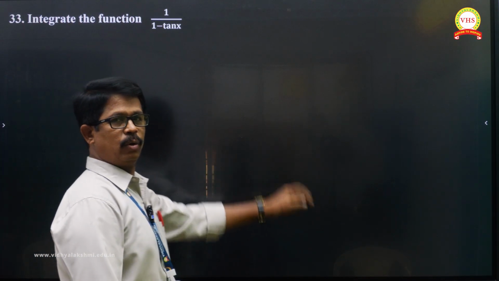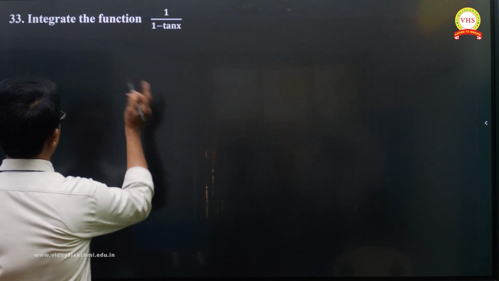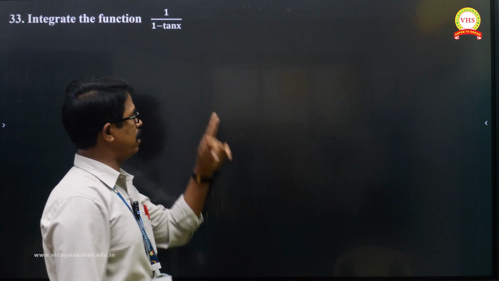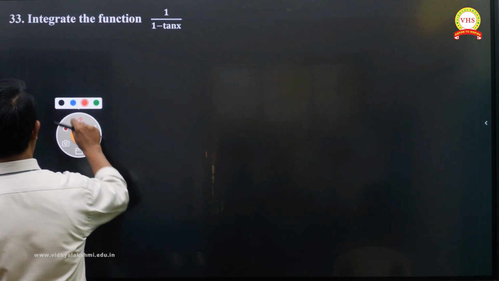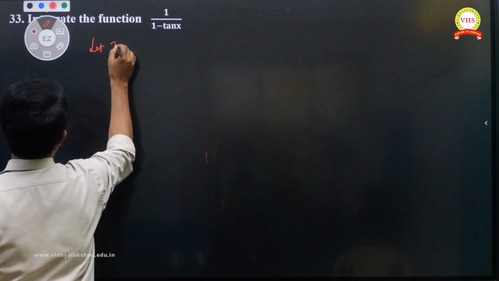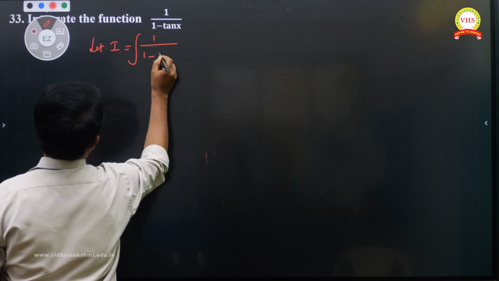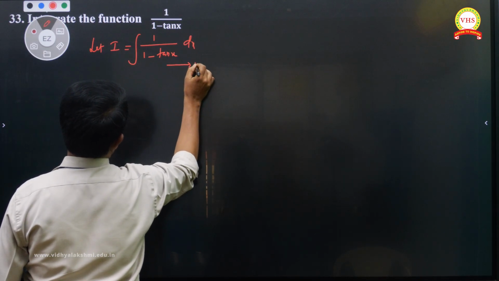Yes, what I told you, I have written 4 questions, and one of them is already completed. This is the second option. We already completed cot. Now we are going to see it in terms of tan. It may be 1 plus or 1 minus. Here it is 1 minus. Let I equal to integral 1 by 1 minus tan x into dx. We may call this I1.